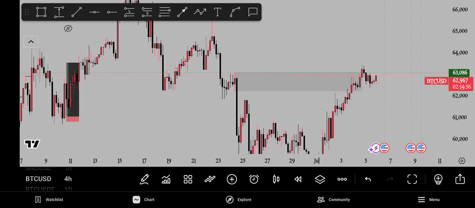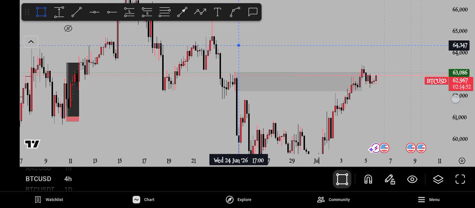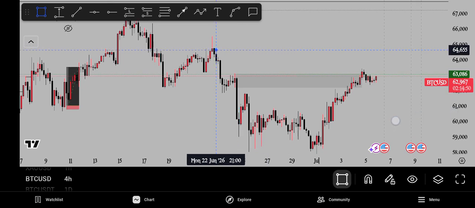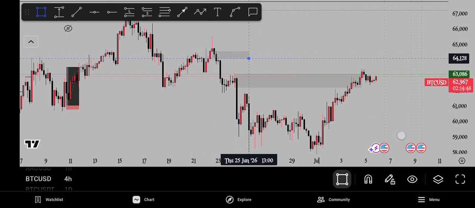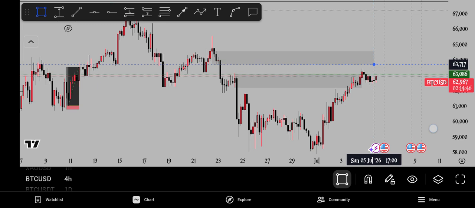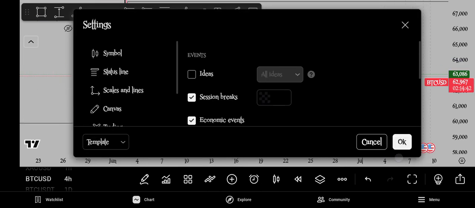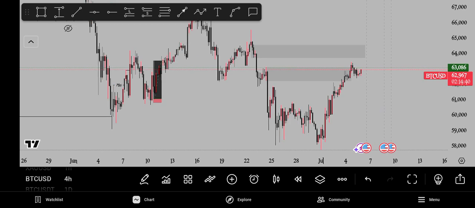But that is not the only demand we have. So let's watch out for this demand also. This supply, I mean to say supply. Let's watch out for this supply also. These are invalidation zones.